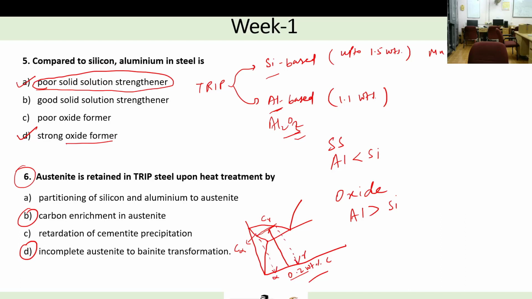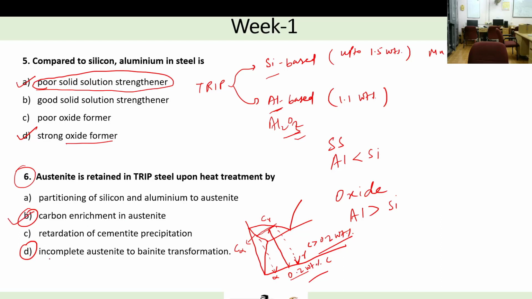You can see the carbon in alpha is very, very low, and the carbon in gamma is very, very high, but the overall carbon concentration is 0.2 only. So initially you have a bulk carbon concentration of 0.2 only, but in the two-phase region, if you are holding it, your gamma is getting enriched in carbon. So gamma carbon concentration is greater than 0.2 weight%. So carbon enrichment in austenite takes place in stage 1, where you are heating your sample in the two-phase region.